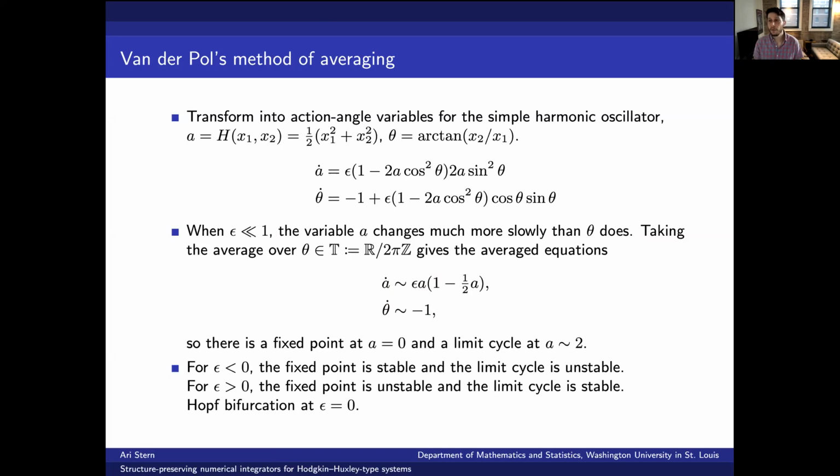All right, so when epsilon is negative, the fixed point is stable and the limit cycle is unstable. However, if we increase epsilon past 0, there's a Hopf bifurcation and then the fixed point becomes unstable. So much like a neuron, this thing will stay at a fixed point, but when we increase the parameter enough, all of a sudden the fixed point becomes unstable and it jumps to the limit cycle and begins oscillating.